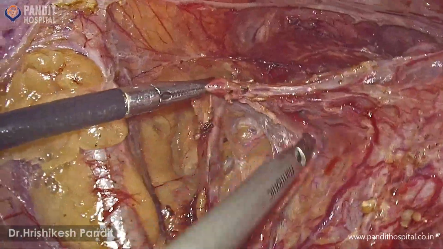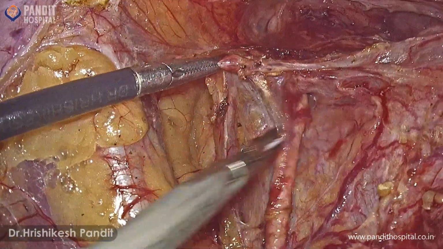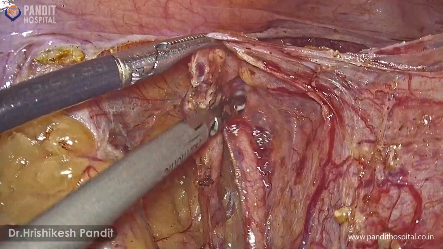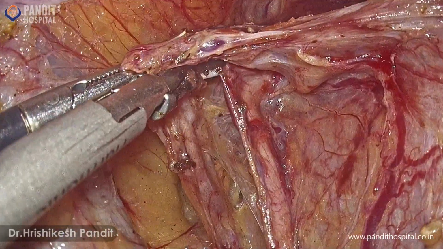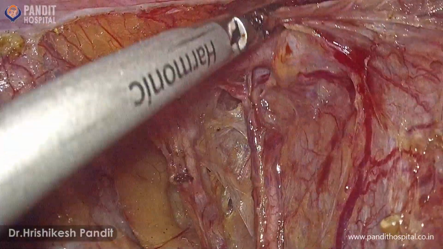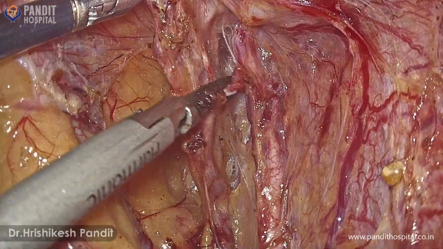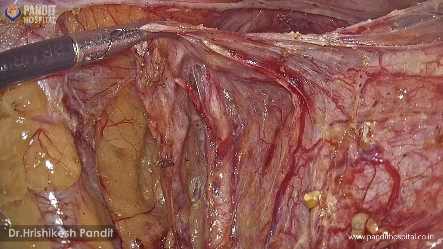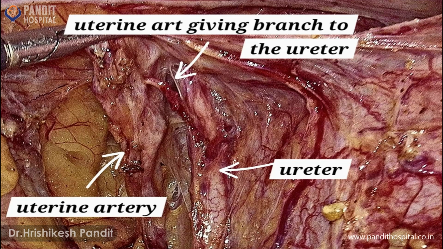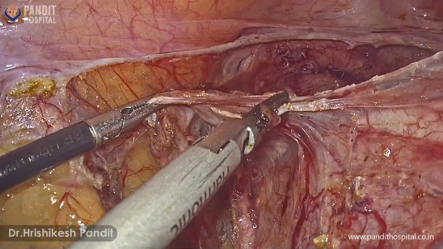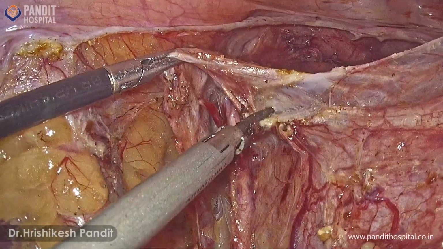Here we are lifting the uterine artery and creating space between the uterine artery and the ureter by using divergent forces, so as to avoid ureteric injury when we will be coagulating and cutting the uterine artery at its origin. Here we can see the uterine artery giving a branch to the ureter, that is the ureteric branch of the uterine artery. We continue to skeletonize the uterine artery.